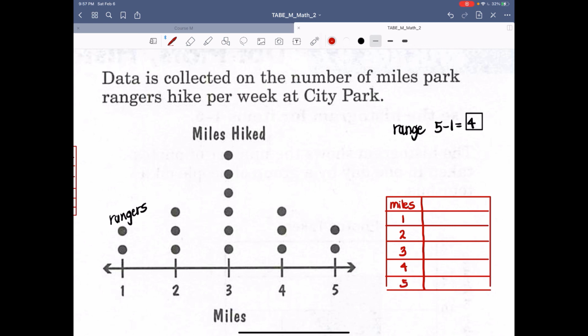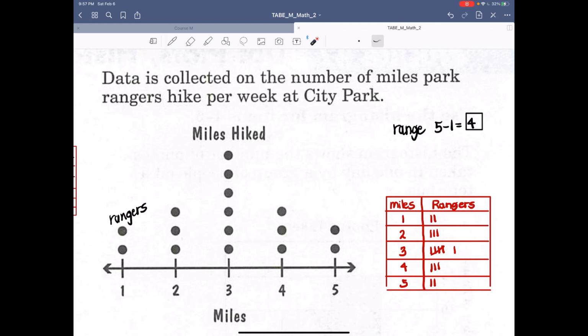And frequency, you can put frequency, or I'm going to call them rangers, because that's what those tally marks represent. So 2 rangers said 1 mile. 3 of these people said 2. 6 of them, well, there's 5. 6 of them said 3. 3 of them said 4, and 2 of them said 5. Stop and count the rangers.